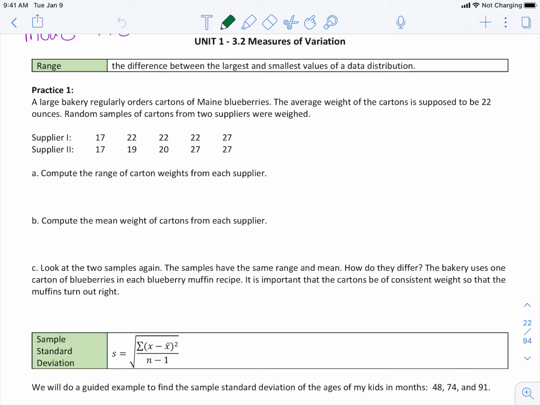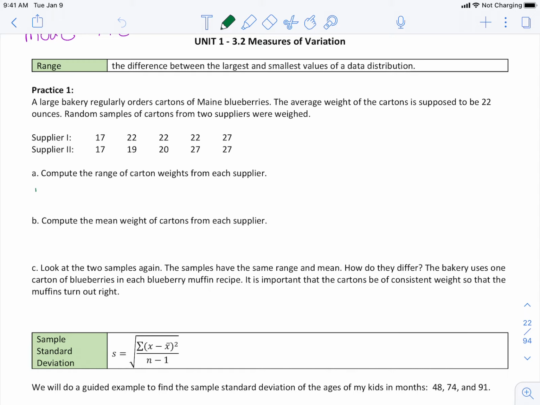Here's our first practice. A large bakery regularly orders cartons of Maine blueberries. The average weight of the cartons is supposed to be 22 ounces. Random samples of cartons from 2 suppliers were weighed. A says, compute the range of carton weights from each supplier.